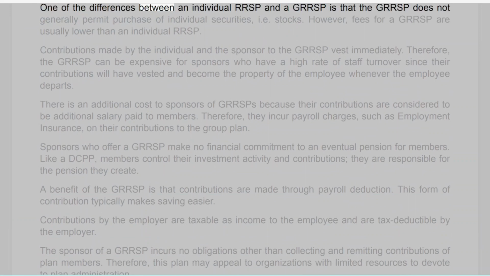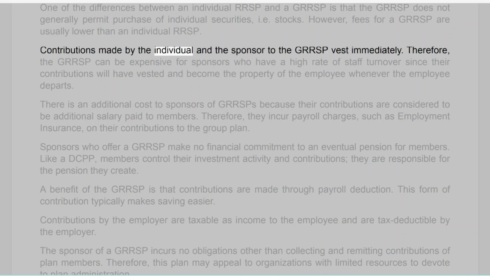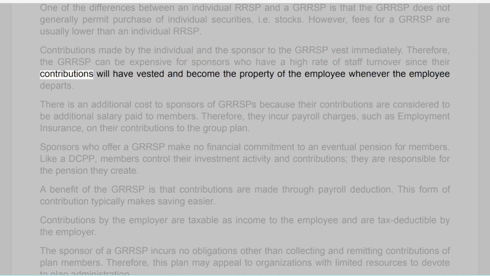One of the differences between an individual RRSP and a GRRSP is that the GRRSP does not generally permit purchase of individual securities, i.e. stocks. However, fees for a GRRSP are usually lower than an individual RRSP. Contributions made by the individual and the sponsor to the GRRSP vest immediately. Therefore, the GRRSP can be expensive for sponsors who have a high rate of staff turnover, since their contributions will have vested and become the property of the employee whenever the employee departs.